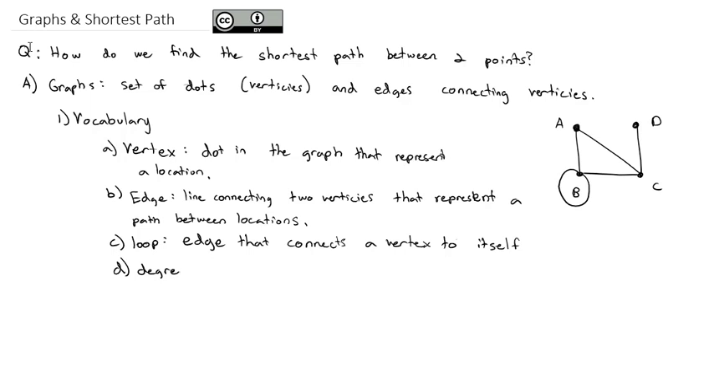The degree of a vertex we're going to often be interested in is the number of edges meeting at the vertex. So if I look at point D, it has a degree of 1 because there's one line coming out of it, or one edge coming out of it. Point C has a degree of 3. Point A has a degree of 2. And B actually has a degree of 4 because we count both of the loops coming in and out of it.